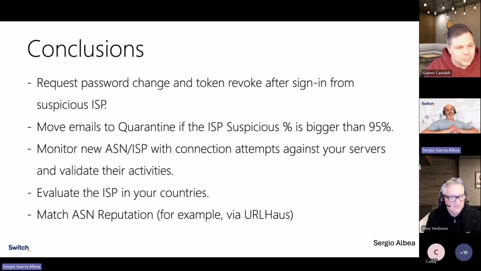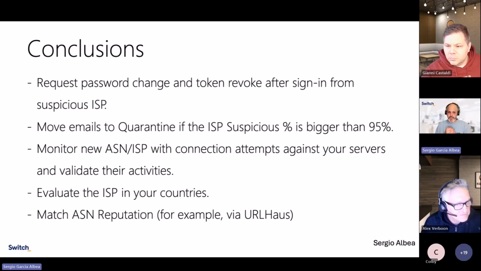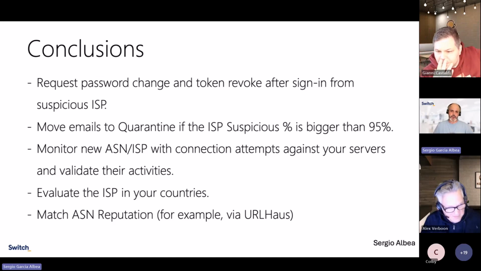What I will suggest is, first of all, execute the different queries that I will provide in your environment, and then understand the results. I try to give you some key points that can help you to identify if they are suspicious or not. If there are users with successful sign-ins from some of these suspicious internet service providers, I encourage you to request a password change and token revoke. At least that is what I'm doing in my company.